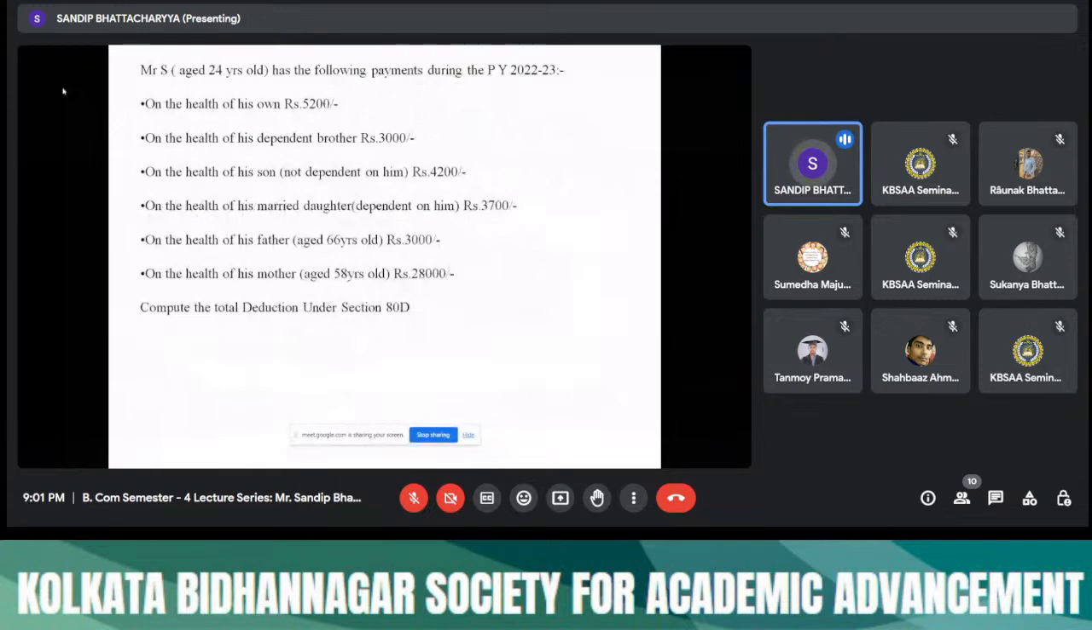See, Mr. S, aged 24 years old, has the following payments during the previous year 22-23. On his own health, it is 5,200. On the health of his dependent brother is 3,000. On the health of his son, who is not dependent on him, 4,200. On the health of his married daughter, dependent on him, 3,700. On the health of his father, aged 66 years old, 3,000, and on the health of his mother, aged 58 years old, that is 28,000. So what is the maximum amount of deduction?